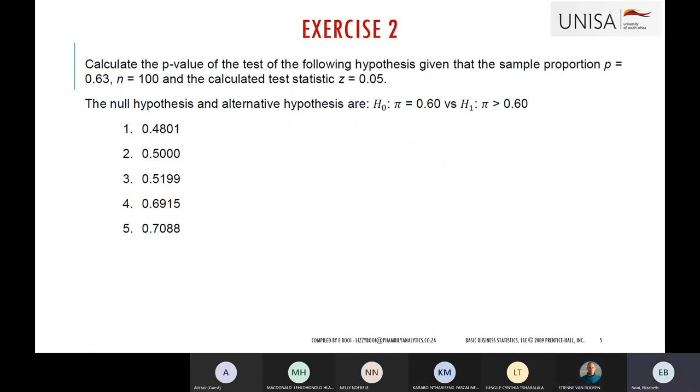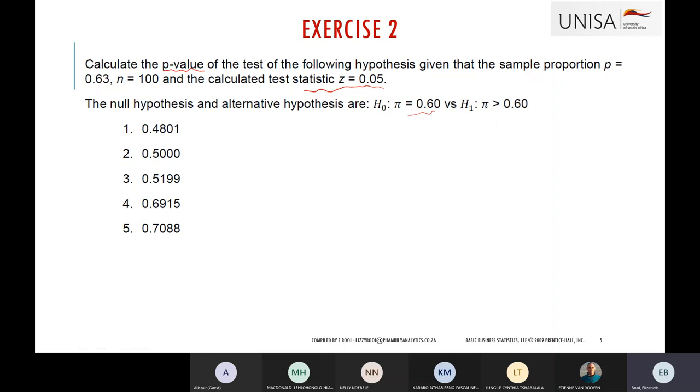Next question. Calculate the p-value of the test of the following hypothesis, given that the sample proportion p equals 0.63, n equals 100, and the calculated test statistic is z equals 0.05. The null hypothesis and alternative are stated because they want to help us with finding the p-value. The null hypothesis is that the proportion equals 0.60, and the alternative says it's greater than 0.60.